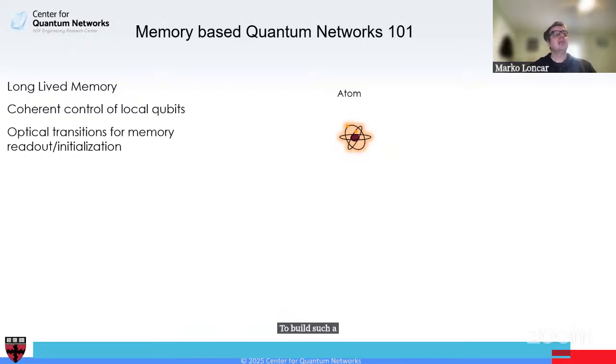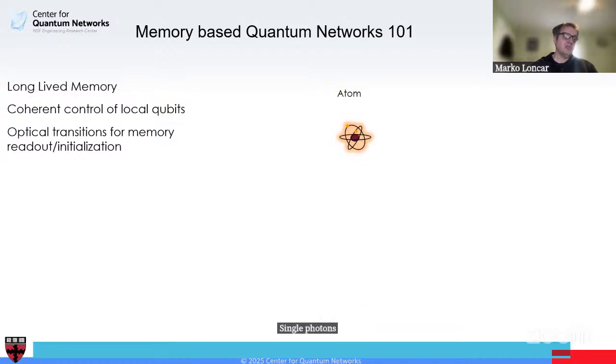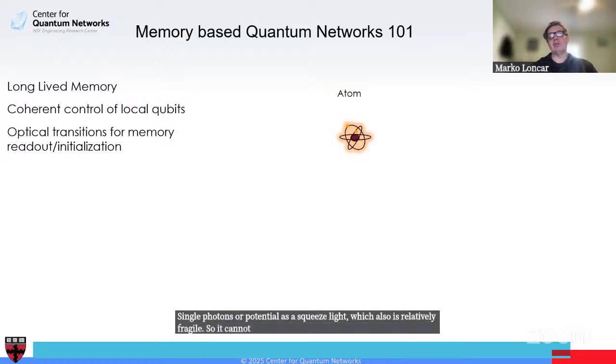Well, first, without going into details, but I hope this is going to be discussed in another session, we will most likely need some sort of memory, because single photons do not travel very far inside optical fibers, and these quantum networks will almost certainly rely on single photons or potentially also squeezed light, which is also relatively fragile, so it cannot propagate very far. So we will need to make so-called quantum repeaters. We will likely need quantum memories to actually enable long-distance communication.